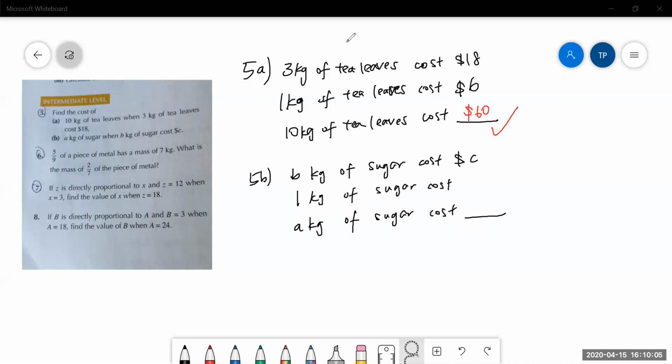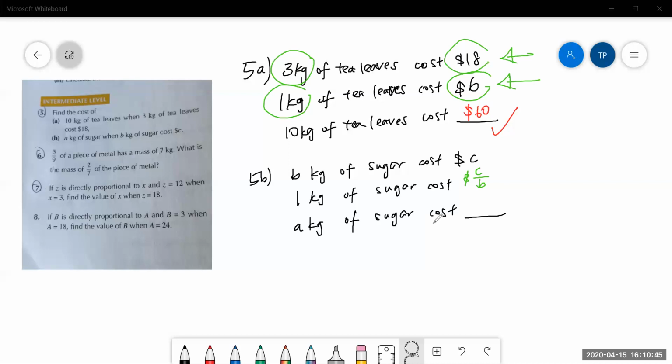Right. So one kg of sugar will cost how much? B kg costs C dollars. If you look at the examples here, how do you get this 6? You use $18 divided by 3 kg, right? To find 1 kg of tea leaves. So how do you find 1 kg of sugar? You use C divided by B. Fantastic.